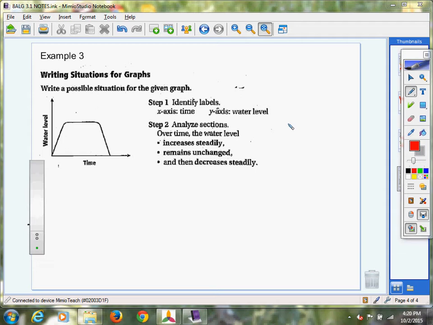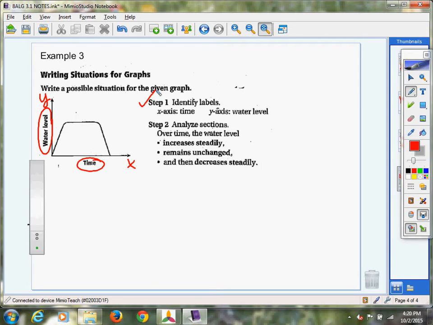If it makes sense and it fits the situation, definitely use this, okay? So don't make it harder than it is and don't overthink this. Notice that we're talking about water level. So water level is marked on our y-axis, while time is going by on the x-axis. So let's just take a look at this. Step 1 tells you to identify your labels, like what's going on in the graph.